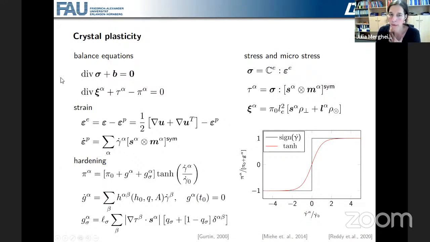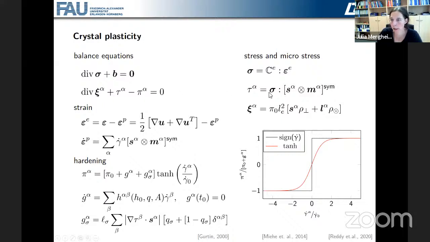So we have the balance equations, the standard balance of linear momentum. And in addition, we have here a balance of microforces, which has to be solved for each slip system. So in the balance of linear momentum, we have the standard Cauchy stress here, which is computed by means of the elastic strains and the elasticity tensor. And the elastic strains are computed by means of the plastic strains and the total strains. And the plastic strains were already introduced before.